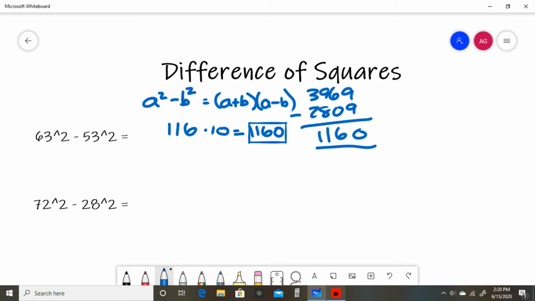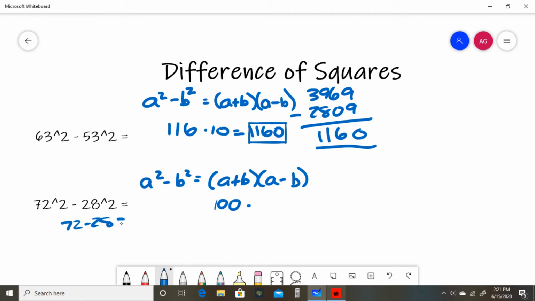For our next example, we have 72 squared minus 28 squared. Following the pattern from before, realize that a squared minus b squared is the same thing as a plus b times a minus b. In this case, a plus b is 72 plus 28. 72 plus 28 is 100. And then we have a minus b. 72 minus 28 is 44. And so you do 100 times 44, which is 4,400.